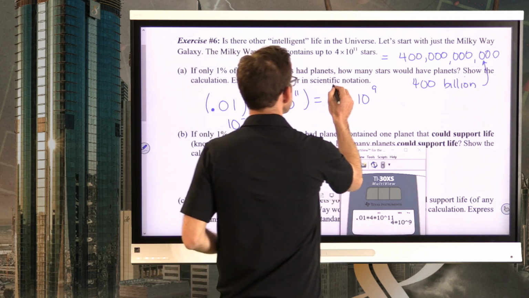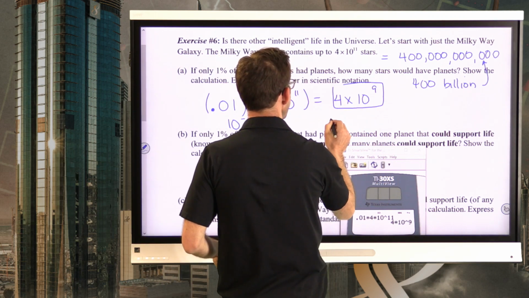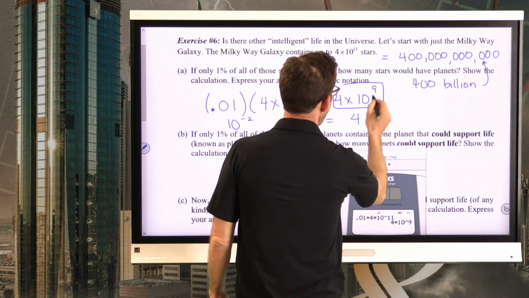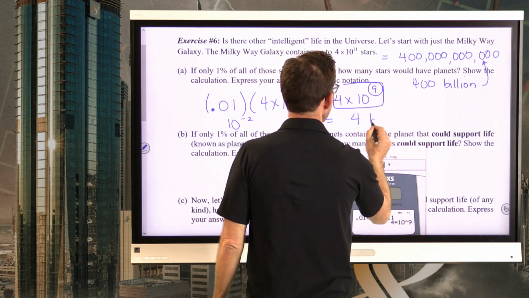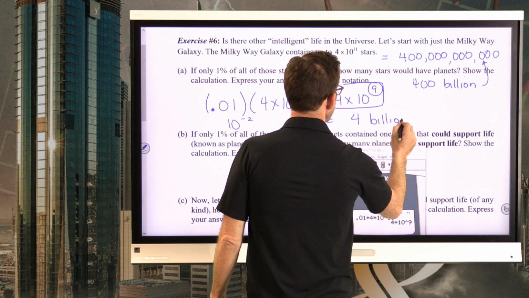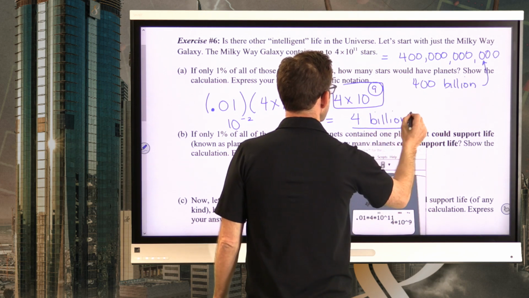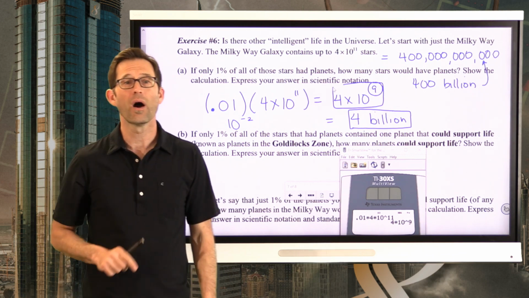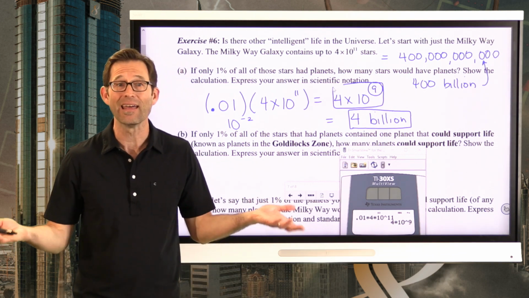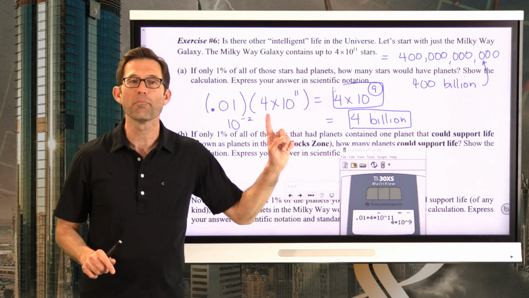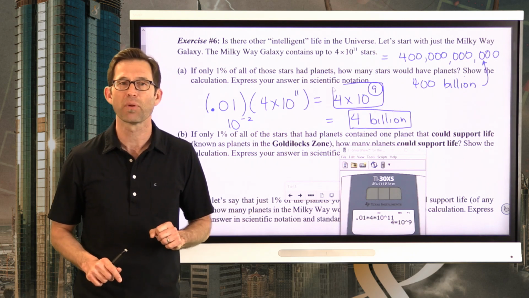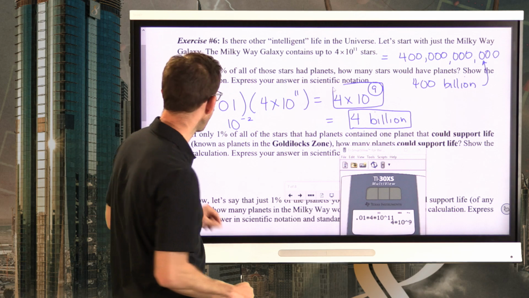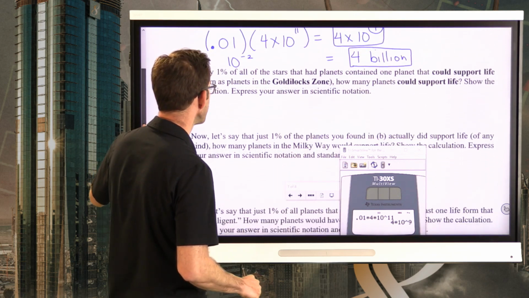Now, I know I just said put it in scientific notation, but I'm actually going to write this out in non-scientific notation. This actually happens to be 4 billion. So again, under my very conservative assumption that only 1 in every 100 stars even has a planet, there would still be 4 billion stars that have planets. That doesn't mean they have life, much less intelligent life.